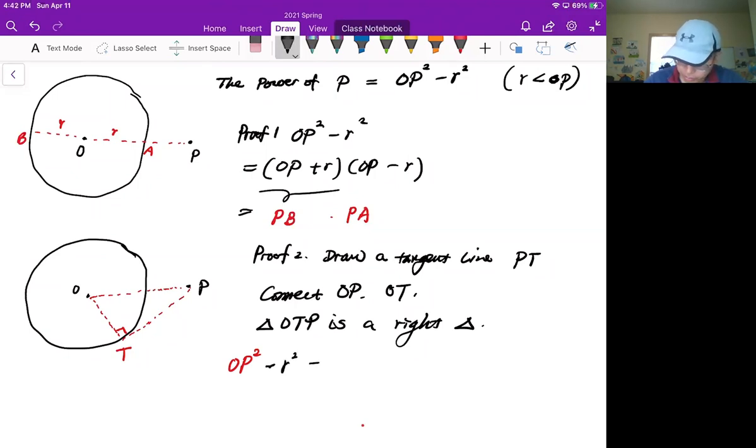Minus R square. What's the OP square minus R square? Can you tell me? Where OP is here, R is here. So by the Pythagoras theorem, that is just PT square, right? And the PT square is just the definition of the power of the point. So this is equal to the power of the point P, right? We did that last time.